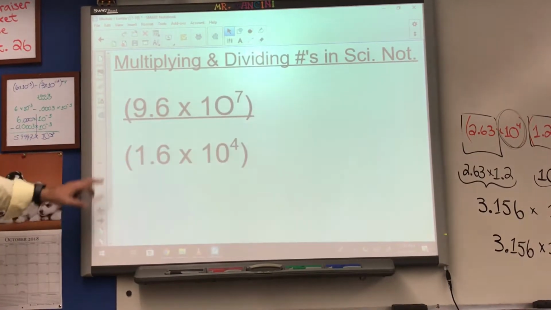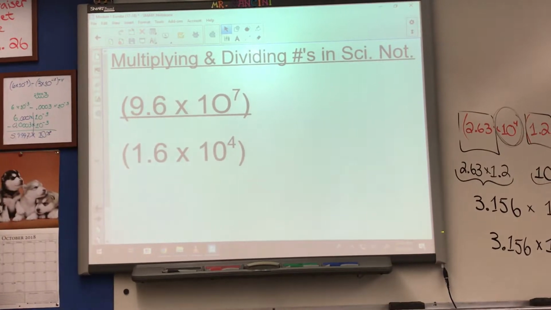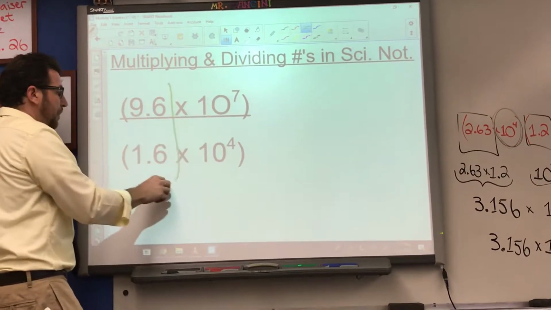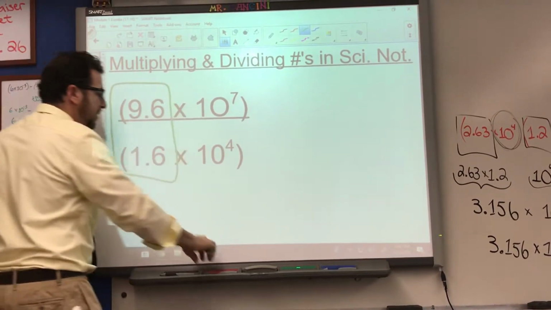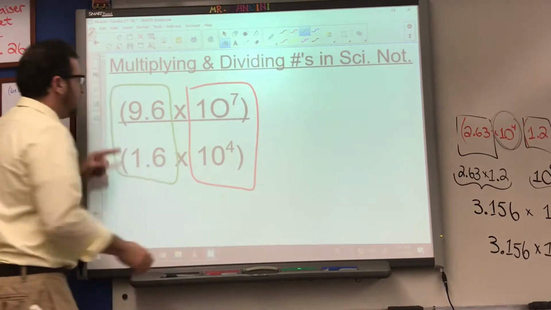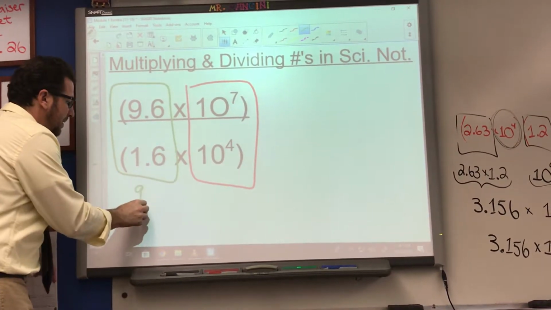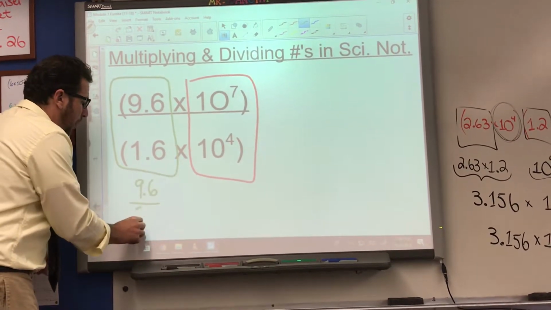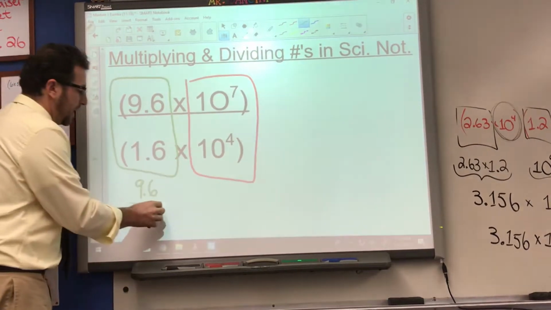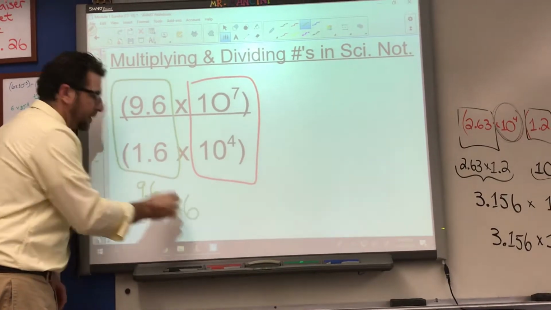Let's take a look at what that would look like in this example here. Again, I would simply think of these as two separate problems. This actually looks almost even easier than the multiplying because I can visually see here 9.6 divided by 1.6. 9.6 divided by 1.6 is 6.